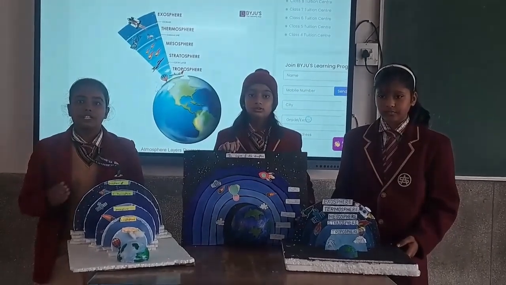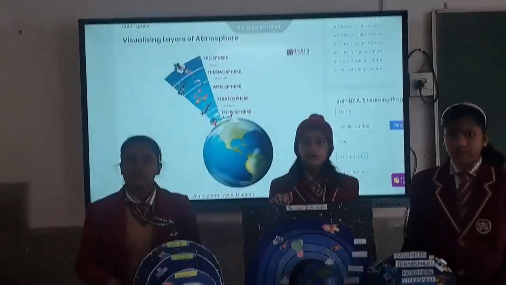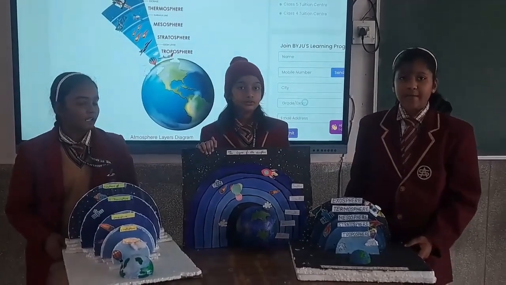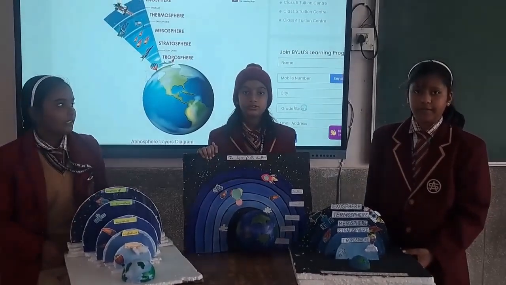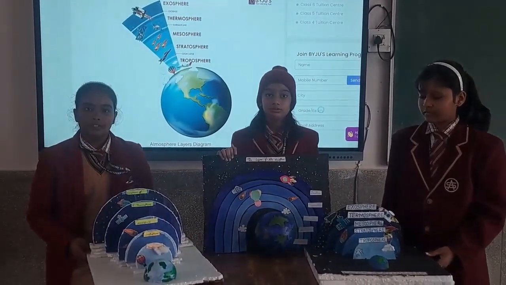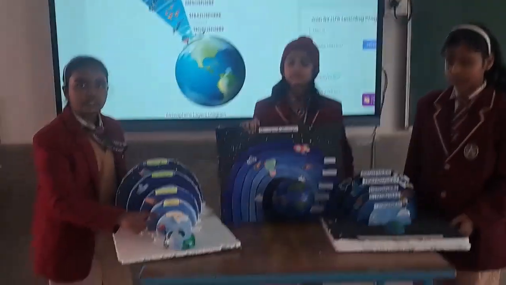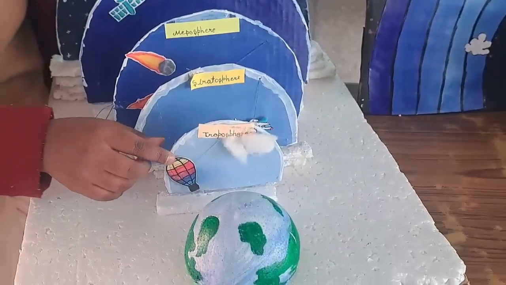Good morning. Today I, Ishika Gupta, from class 5th Ruby. I am Shiva from class 5th Pearl. I am Anna Khan from 5th Ruby. Telling you about our project based on the layers of Earth's atmosphere. The first layer is troposphere. It is the first and the nearest layer of the atmosphere.